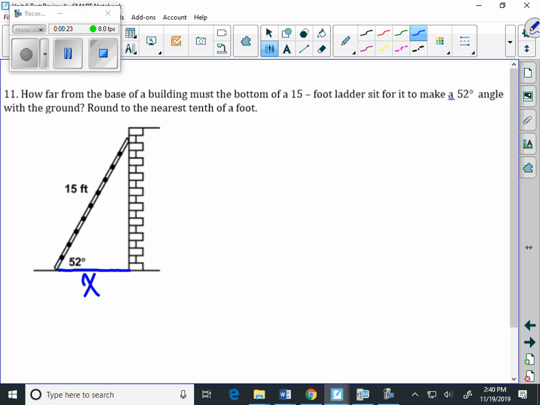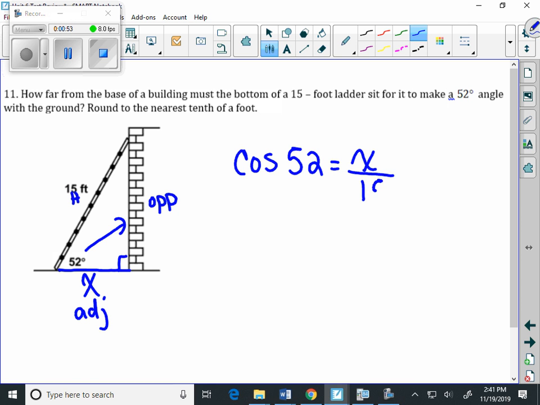And now that we know that, we're going to label this triangle. Across from the right angle is our hypotenuse. Across from that 52 is the opposite. And that must mean that our x is the adjacent. Then ask yourself, which function relates adjacent and hypotenuse? That function is cosine. Cosine of 52 equals the adjacent divided by hypotenuse.